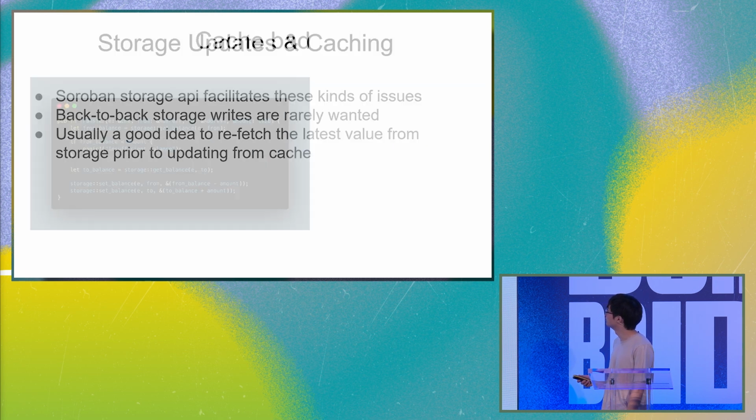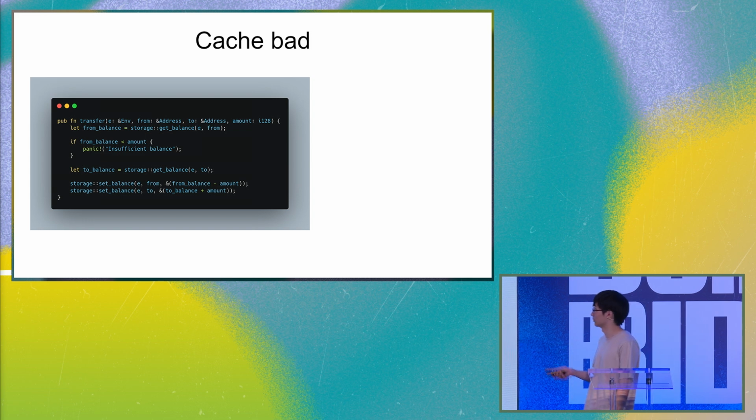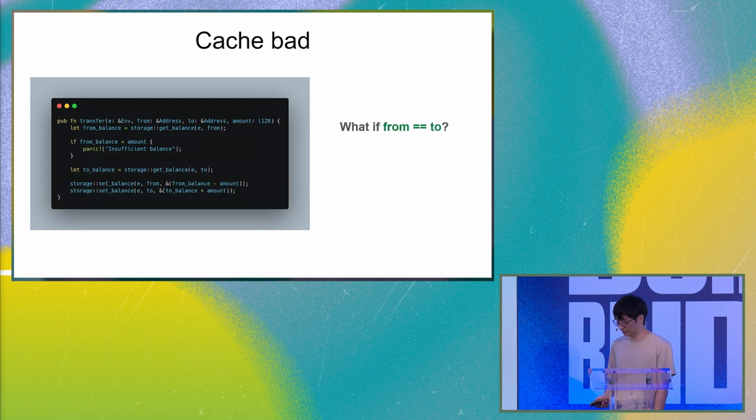And I think I have an example here, right? So for example, what if from and to are the same address? This is a relatively simple transfer function. We want to transfer tokens from one person to another. But you'll notice that the from balance and the to balance are cached. And if we transfer tokens to ourselves, we'll actually get double the tokens. I think this is a pretty informative and pretty good example of how this cache behavior can be relatively subtle.